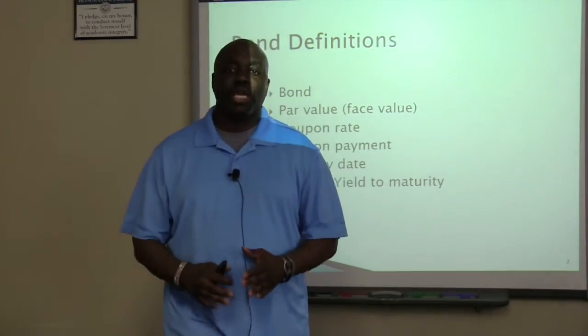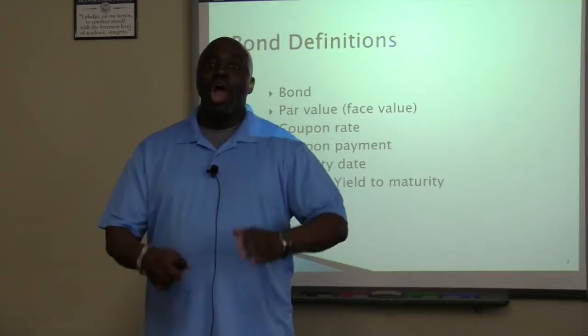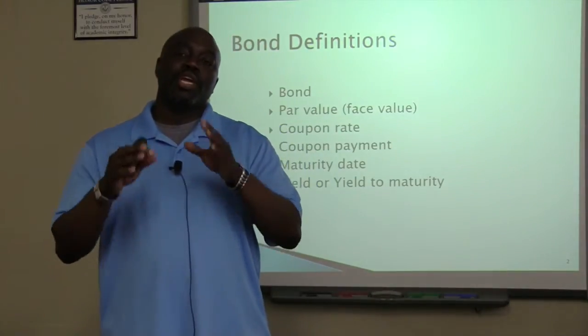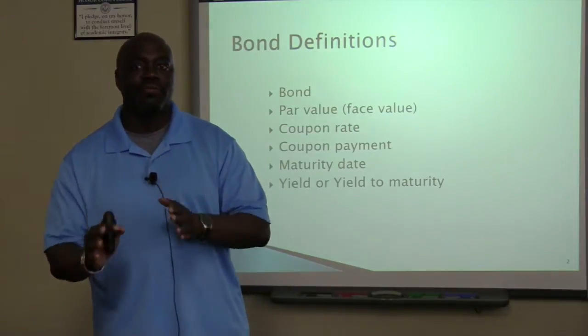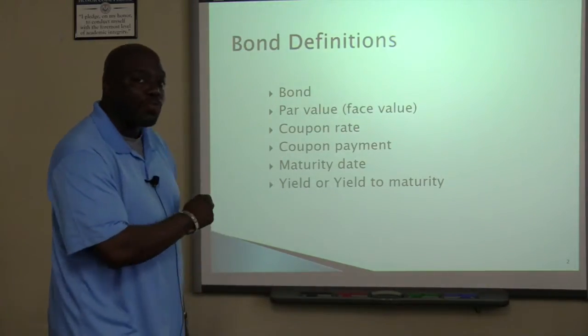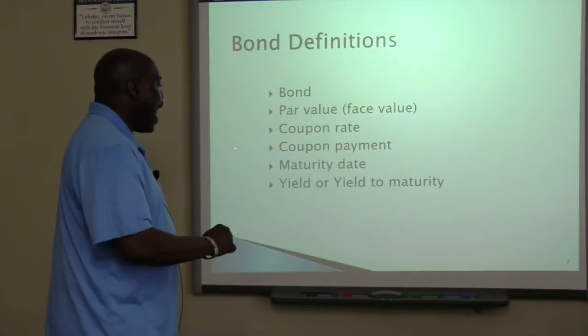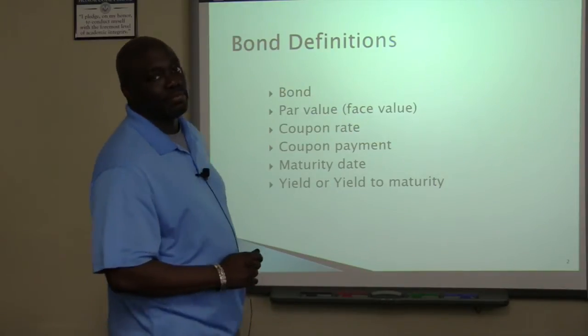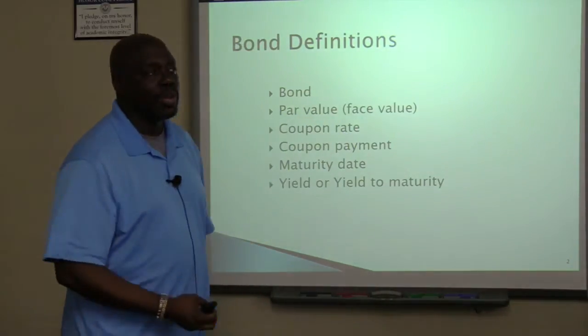Just like in time value of money, the par value or the face value is always going to be future value when you're putting it in your calculator. You then have the coupon rate and the coupon payment. They go together hand in hand. You can't have one without the other.